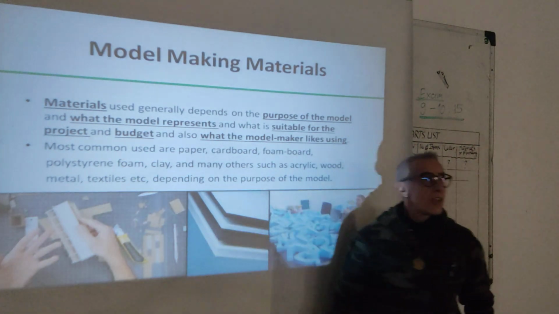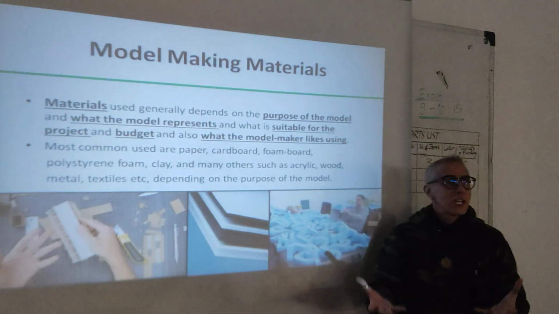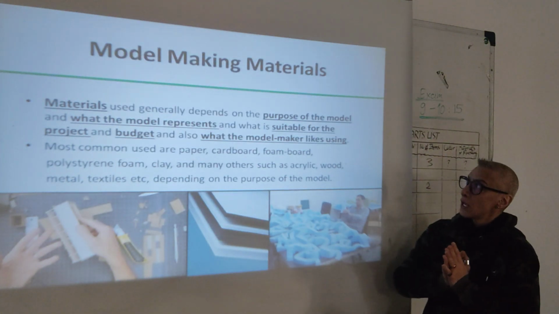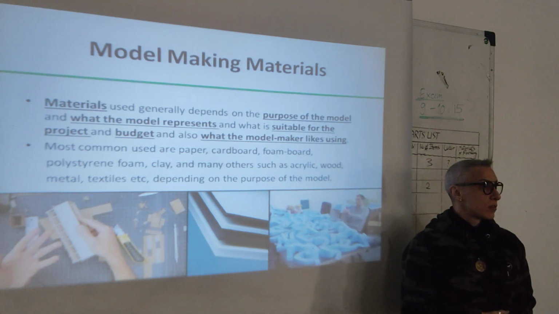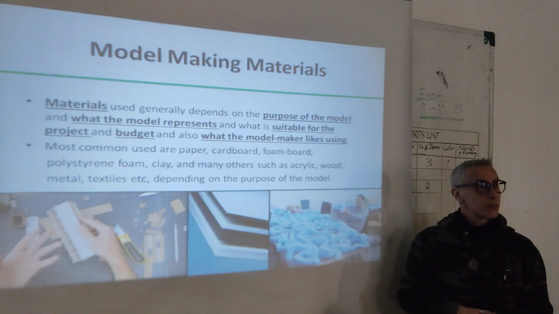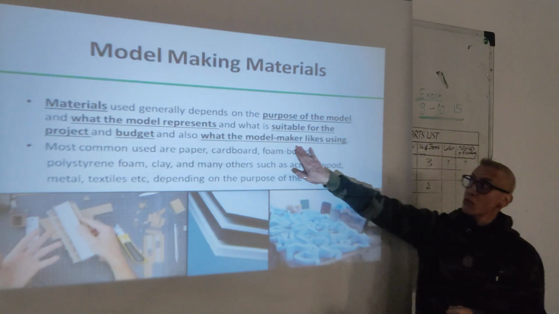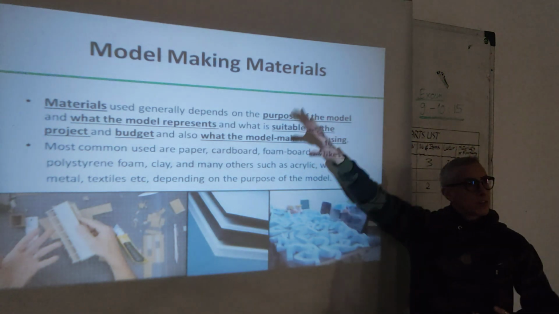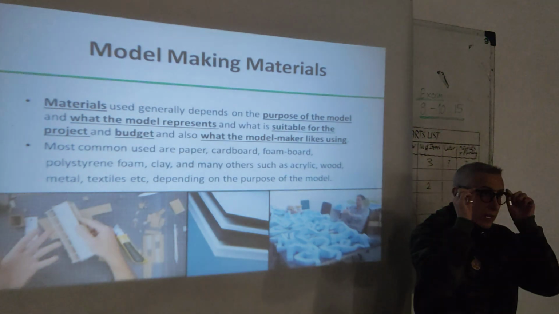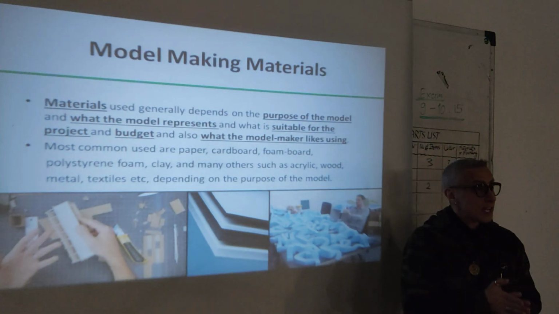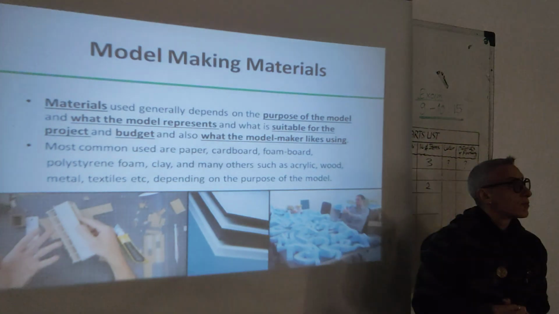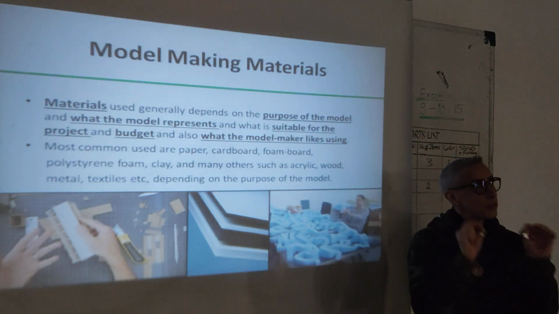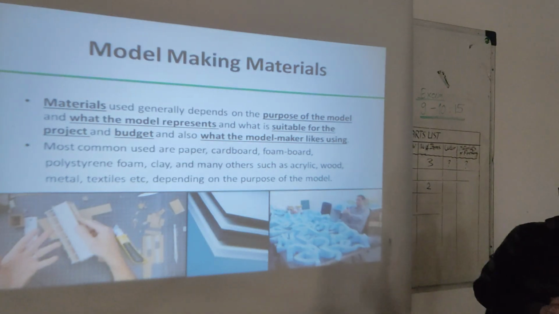What does the model represent? What does it show? What am I modeling? Okay? This can also influence the type of material to choose. What is suitable for the project? Also, this can influence the materials we choose, and sometimes what the model maker, which is the designer, likes using. So all of this can play a role in the choice of material. Sometimes the teacher himself will tell you, you are allowed to use only this material. If you are free to choose, then you have to consider all of these and choose the best material for the type of model you are making.